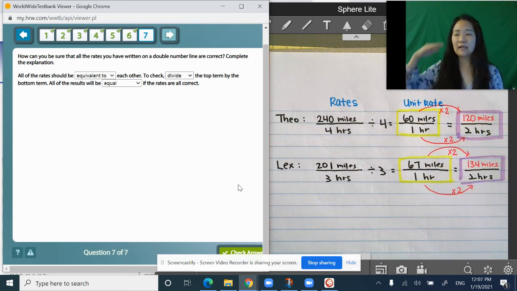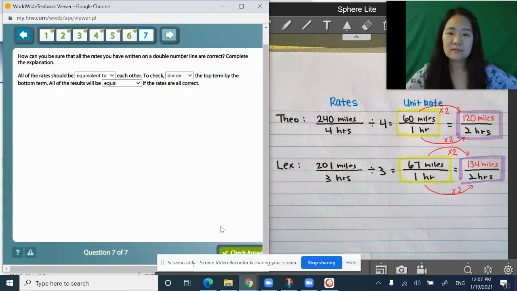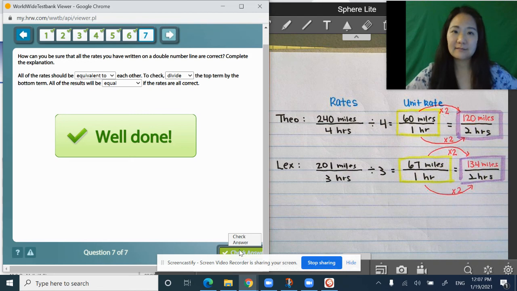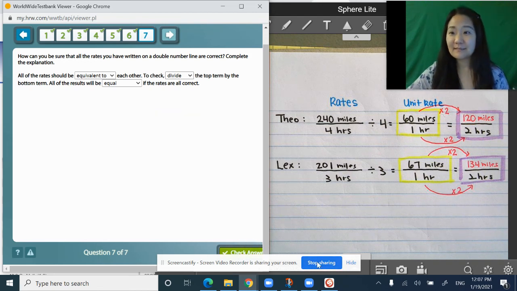When you divide the top by the bottom, if these are equivalent rates or ratios, the answer should always be the same. So, check. And those are the 7 problems. Hopefully that helped. Bye.